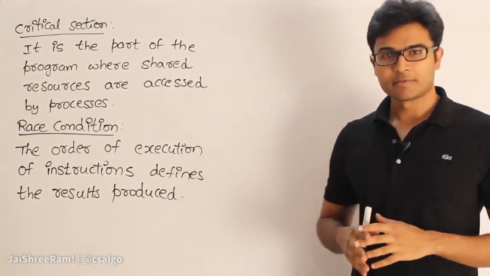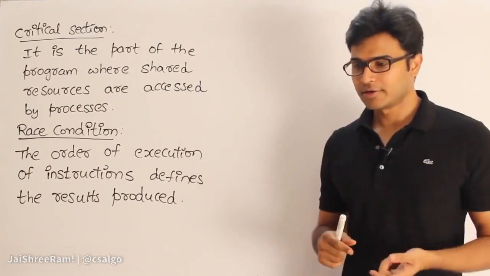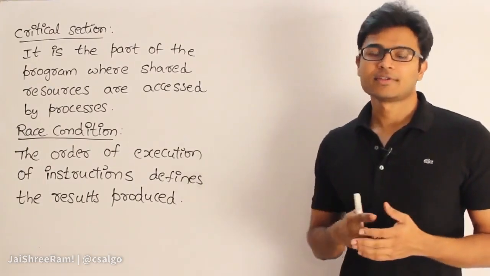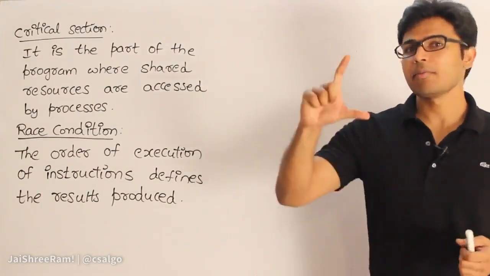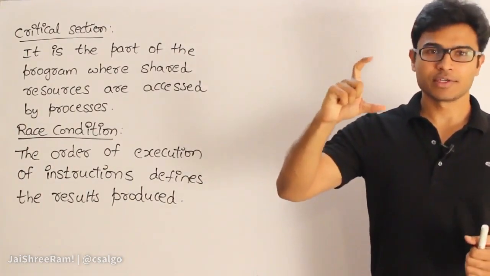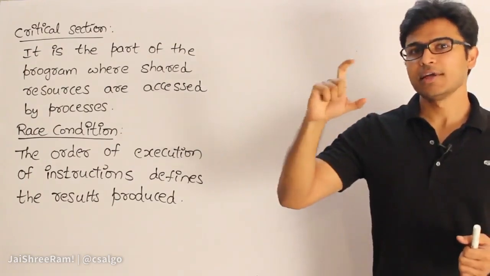So critical section is nothing but a part of the code where we are going to access the shared resources. For example, if the shared resource is a variable, then that part wherever you are going to use that shared resource, that is called as critical section.